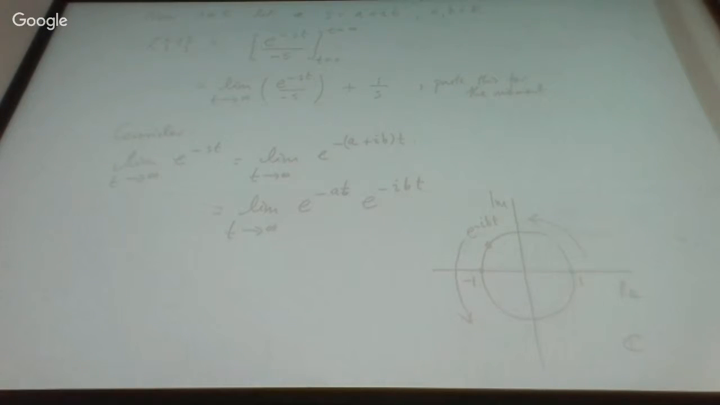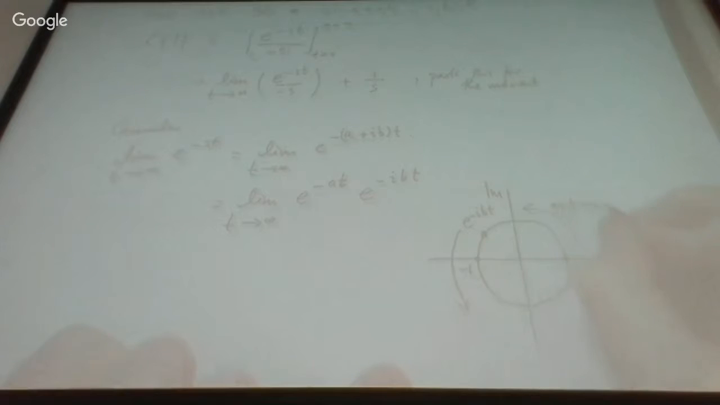So in the limit as t goes to infinity, this factor isn't converging. It's just going round and round the unit circle. Every time t goes through a range of 2 pi over b, it will make one complete orbit around the unit circle. That's what's happening to e to the minus ibt as t goes to infinity. But the other factor, the limit as t goes to infinity of e to the minus at, now that does do something.